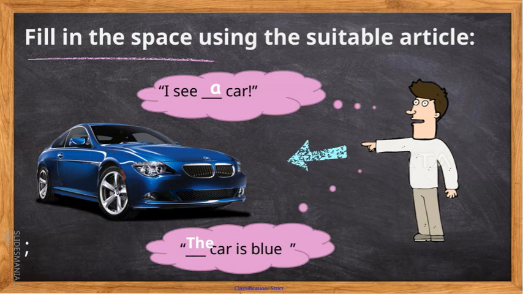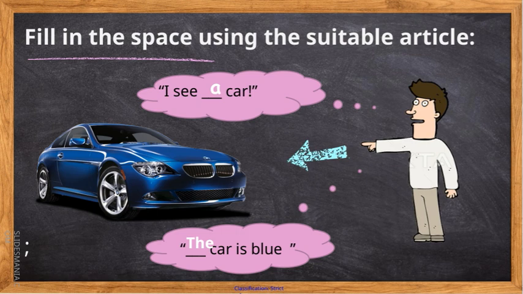Now let's take a closer look at how we use articles in these simple sentences. In the first example, we have the car is blue. Here, the word the is a definite article, which means we're talking about a specific car that both the speaker and the listener know about. It points to something particular. In the second example, I see car. Here, we need to fill in the blank with the appropriate article. Since we're mentioning a car for the first time and it's singular, we use the indefinite article, so the complete sentence becomes, I see a car.